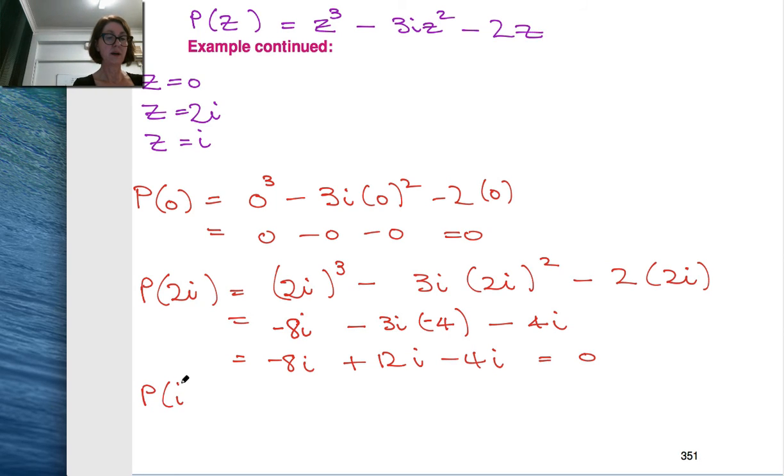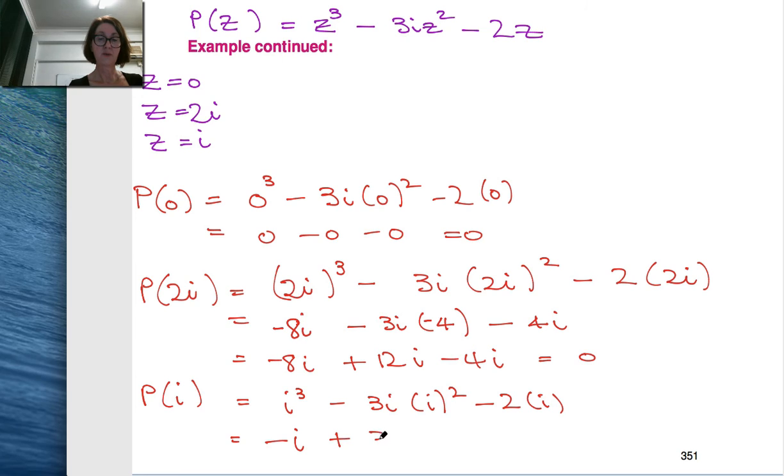And P of i equals i cubed minus 3i times i squared minus 2 times i. So this is equal to minus i. i squared is just minus 1, so it's plus 3i minus 2i. And again, you get 0. Okay. So that's the end of the example. So it's not too hard.